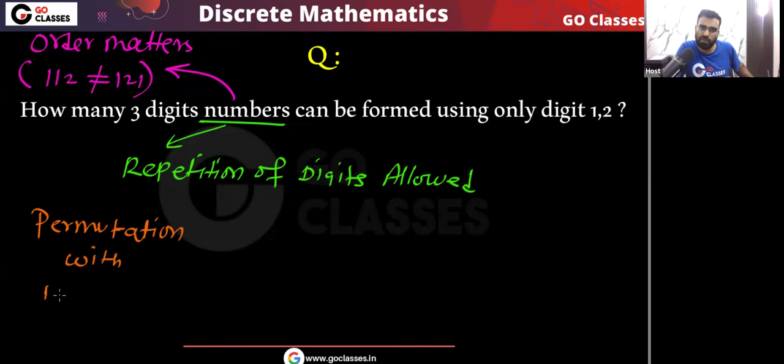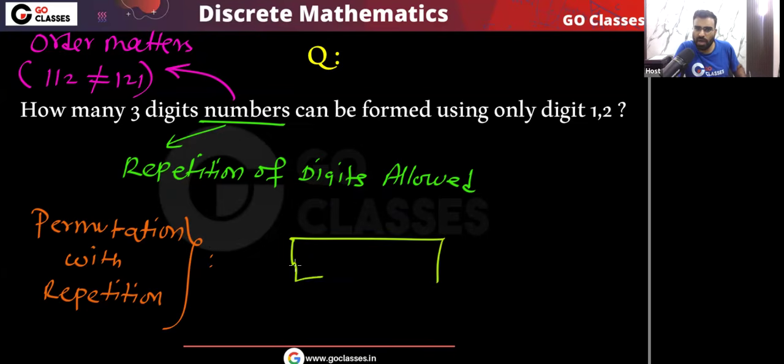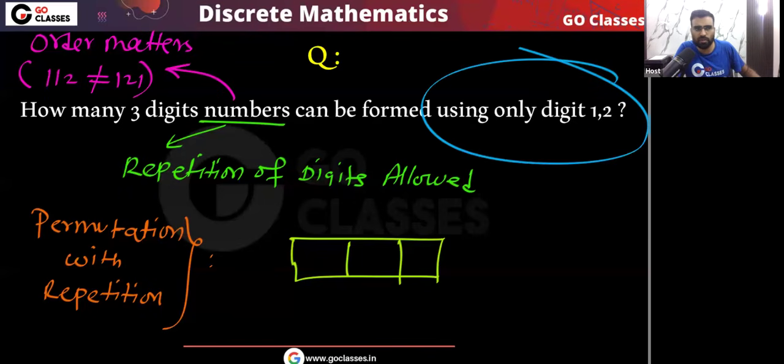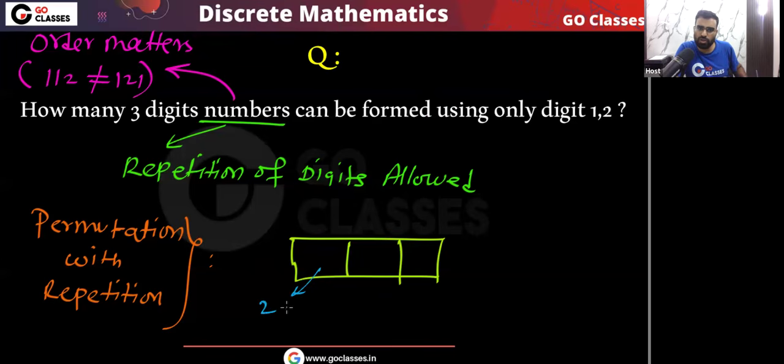But you don't have to worry. You can easily just apply the product rule and solve it. Whenever there is any permutation problem, you can just apply the product rule and solve it. So how many digits do we want? 3-digit numbers we want. Okay, so this is the 3-digit number that we are creating. Now you can see for every position there are two choices, because we can only use the digits 1, 2. So there are two choices for every position.